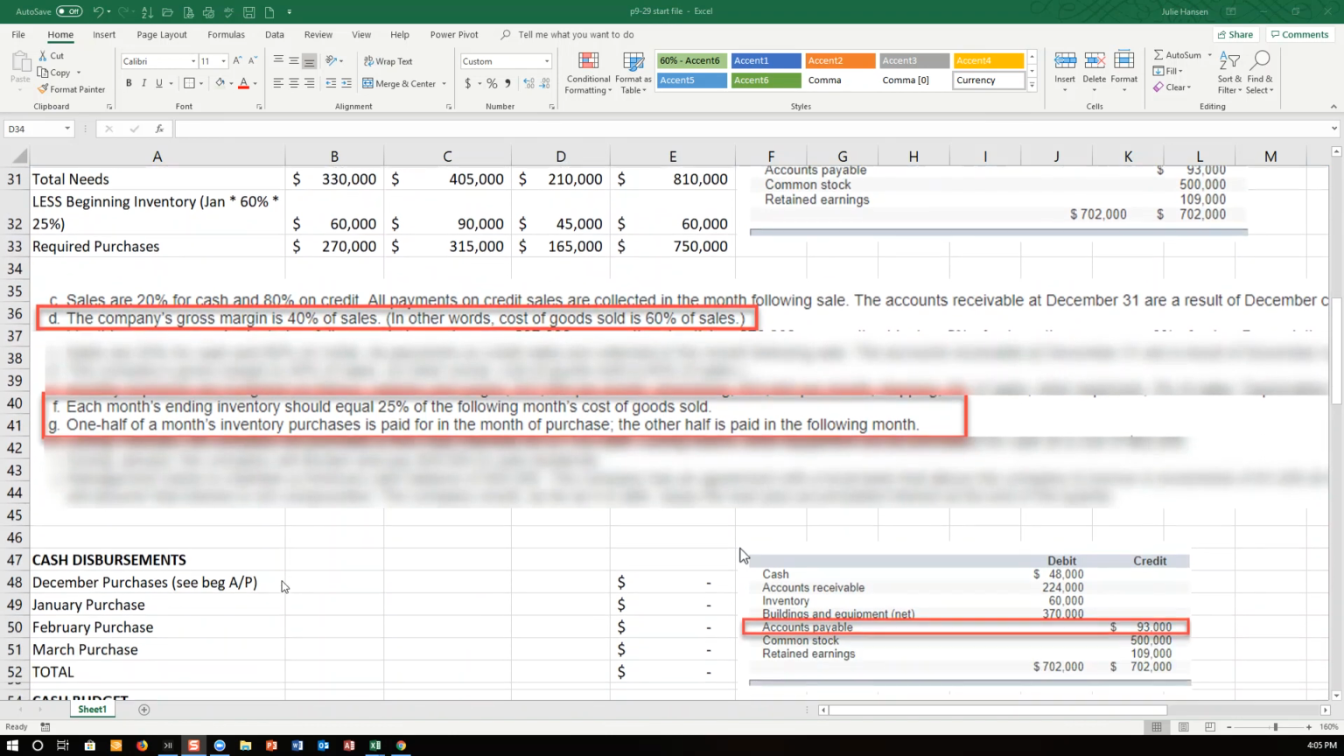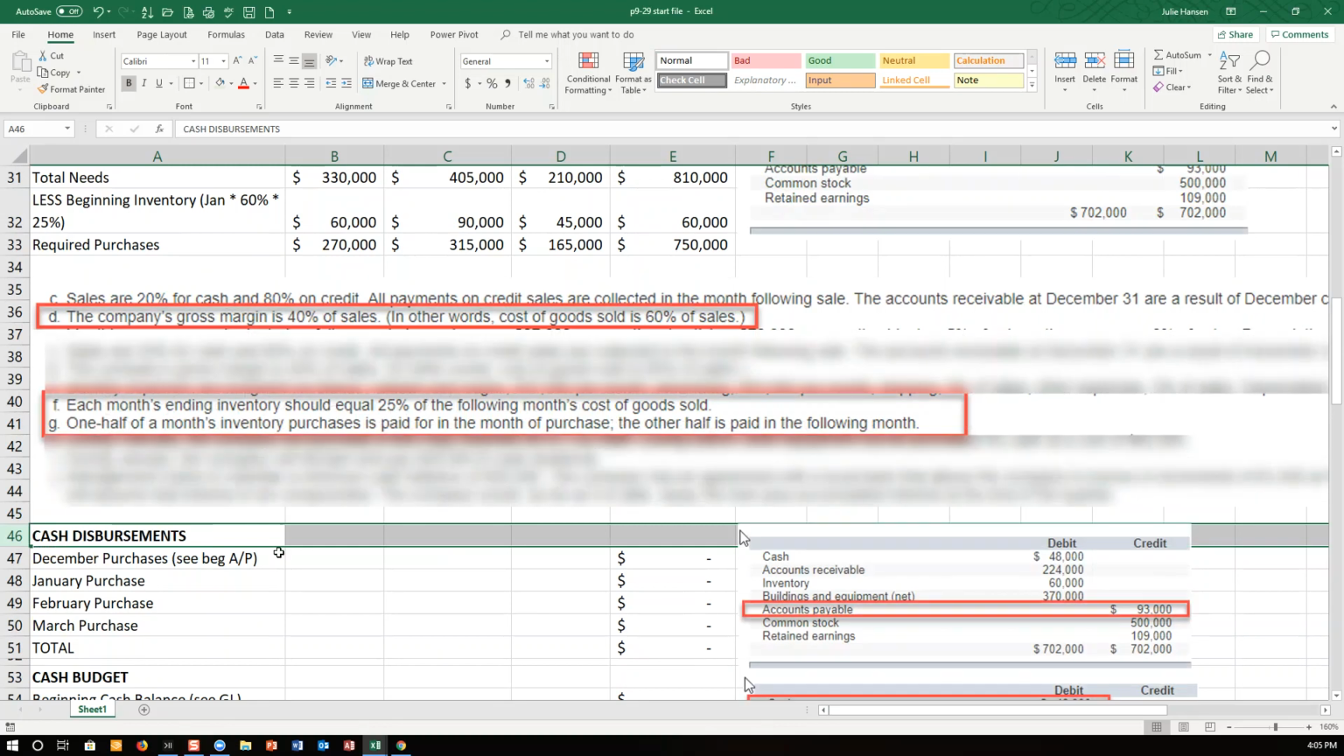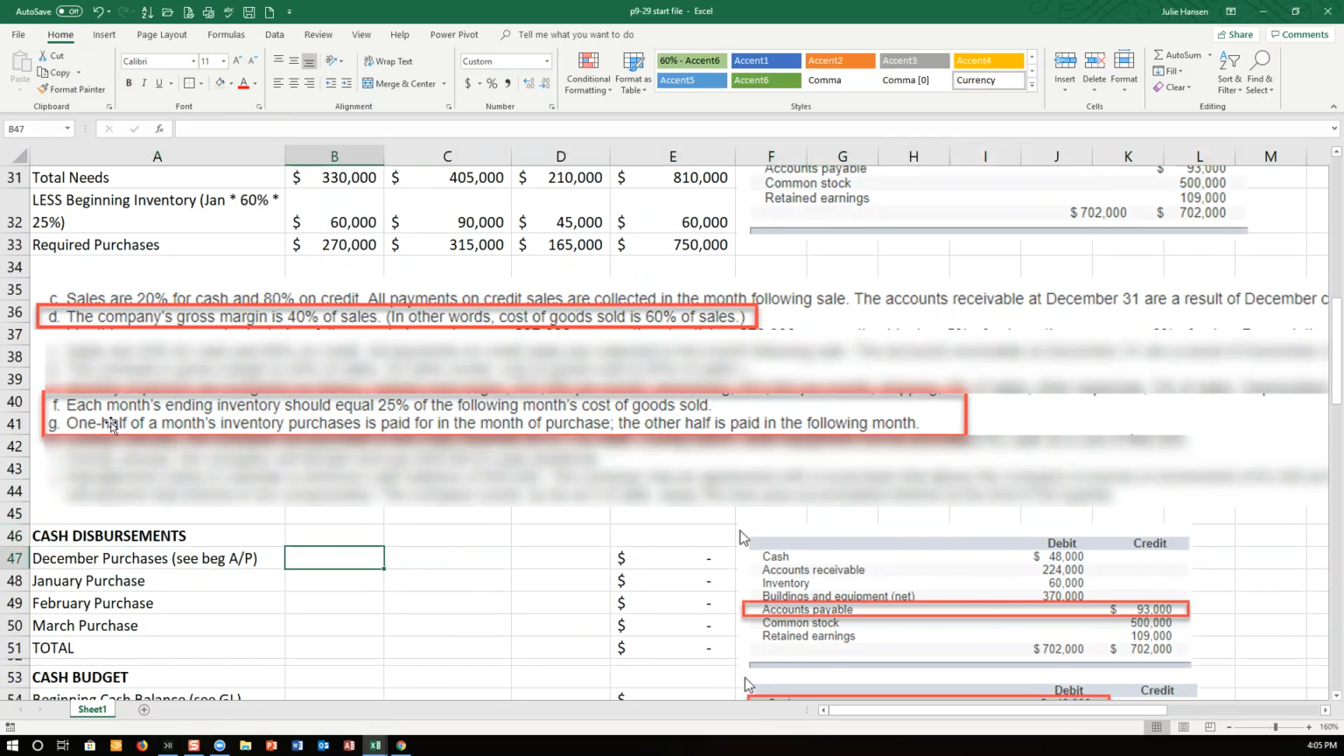So the next part says, all right, well, for cash disbursements, in other words, when am I going to pay for this stuff? It tells me in the problem, one half of the inventory purchases is paid for in the month that it's purchased, and the other half is paid for in the month following the purchase. Okay, so December purchases, we could have calculated that out just like we've been doing everything else, or you can take a look and see that there is an accounts payable balance. So I'm going to just use it this time for brevity. So there's my December purchases right there.